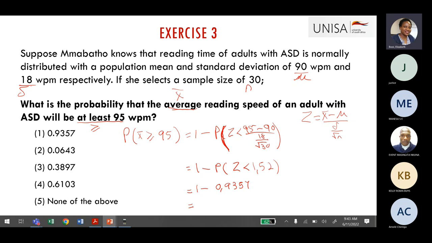0.9357. We see your answers on the chat if you did answer on the chat. Nobody has answered. Okay. 1 minus 0.9357 is equal to 0.0643. And that's how you will answer the question. Are there any questions that you have?